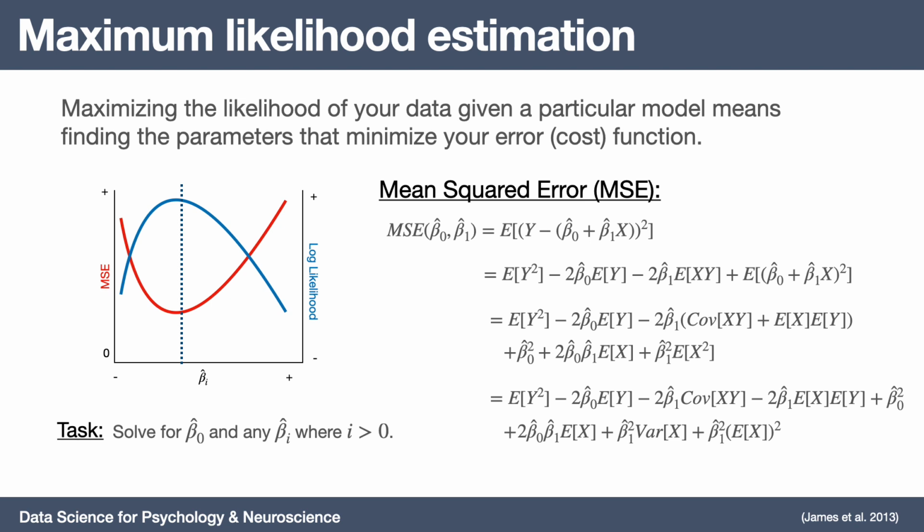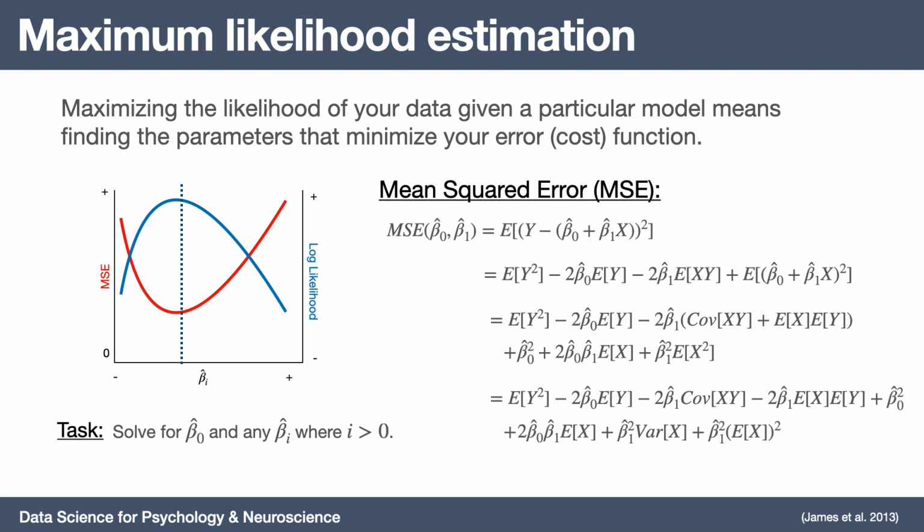So your mean squared error is defined as the expectation of y squared, minus 2 times beta naught times the expectation of y, minus 2 times beta 1 times the covariance of x and y together, minus 2 times beta 1 times the expectation of x and the expectation of y, plus beta naught squared, plus 2 times beta naught times beta 1 times the mean or expectation of x, plus beta 1 squared times the variance of x, plus beta 1 squared times the expectation of x, squared.